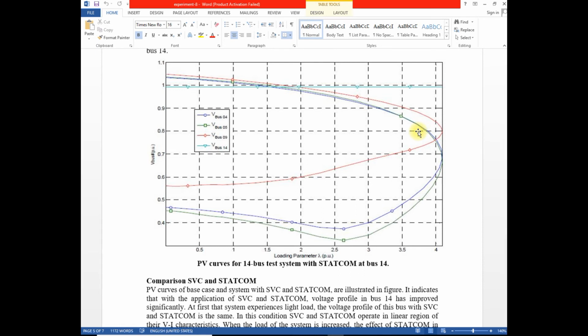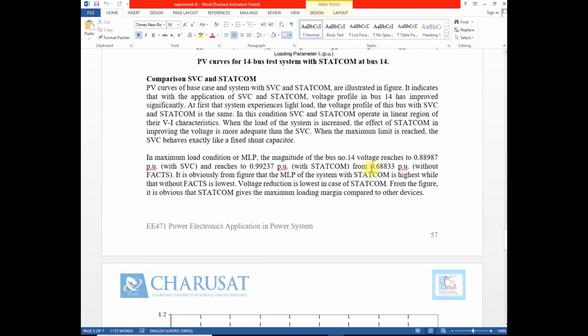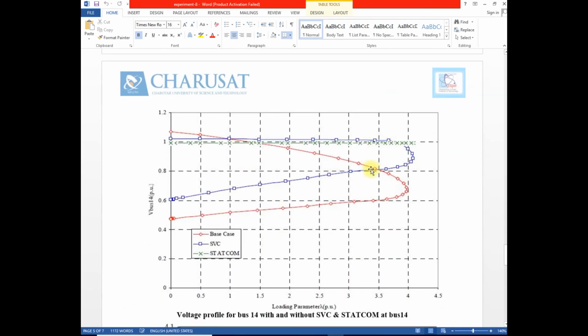We already discussed in the theory that the STATCOM provides higher voltage regulation margins as compared to the SVC. So this is proof of the voltage stability margin increment by the STATCOM as compared to the SVC. This is all about this practical on the comparison between SVC and STATCOM for increasing the voltage stability margin.